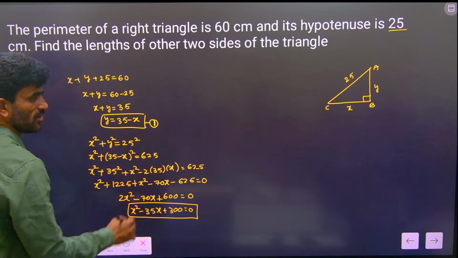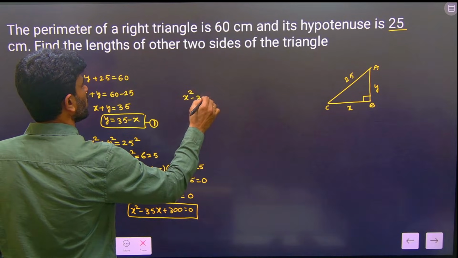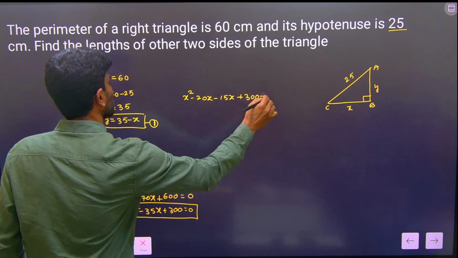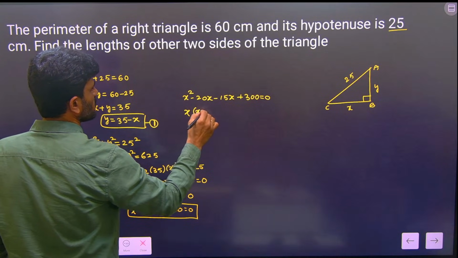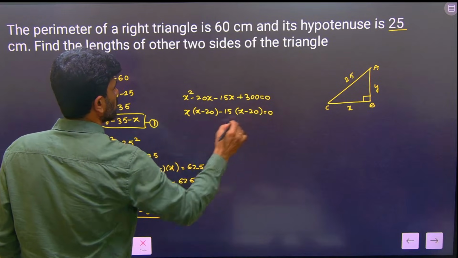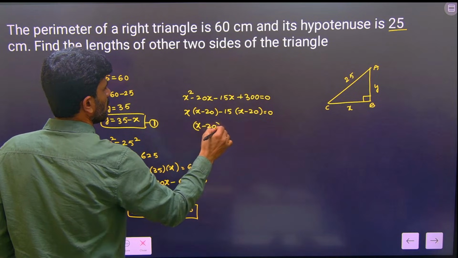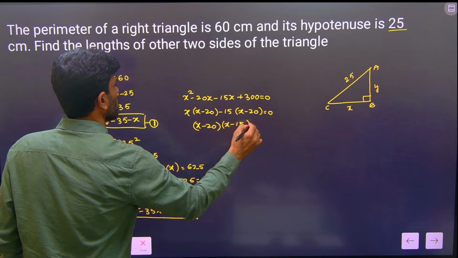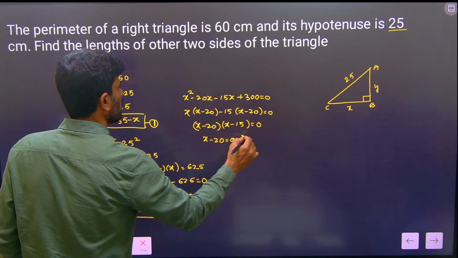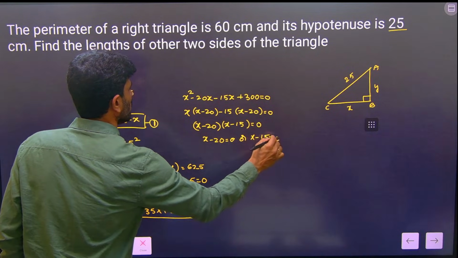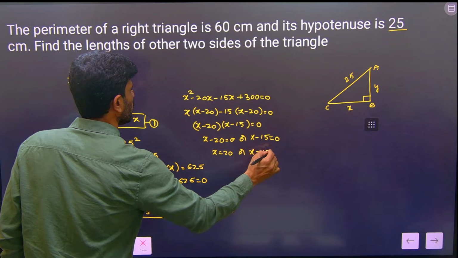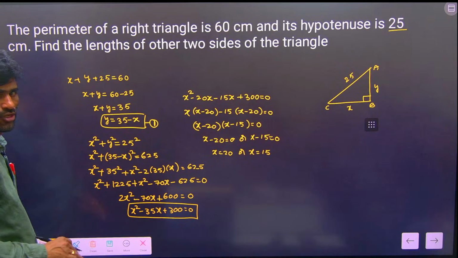Minus 20 and minus 15. X square minus 20x minus 15x plus 300 is equal to 0. Take x common: x into x minus 20 minus 15 into x minus 20 is equal to 0. So x minus 20 into x minus 15 is equal to 0. So x is equal to 20 or x is equal to 15. We got both the values positive. So two values we have to take.